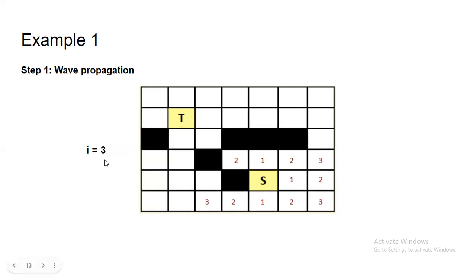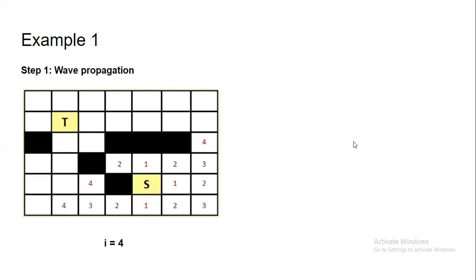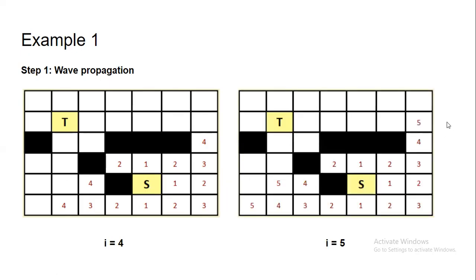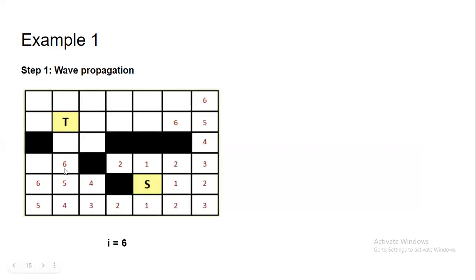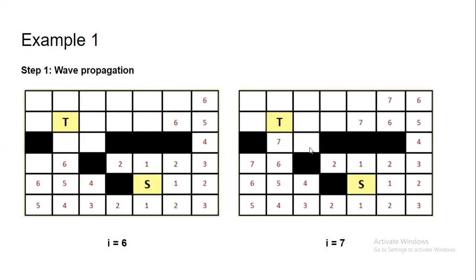So I think now you know how to proceed. For I equal to 4, from these 3, up and left should be 4. And for these 3, only up should be 4. See, up, left, and this up should be 4. From these 4, this should be 5. This should be 5. This should be 5. See, 5, 5. And then 6. And finally, 7. So finally, you hit the target.